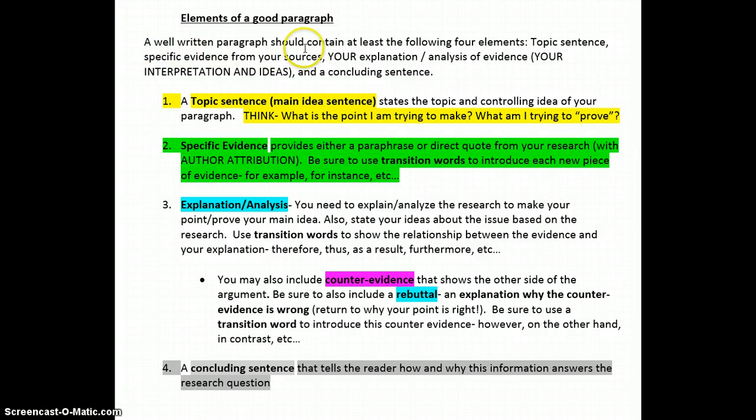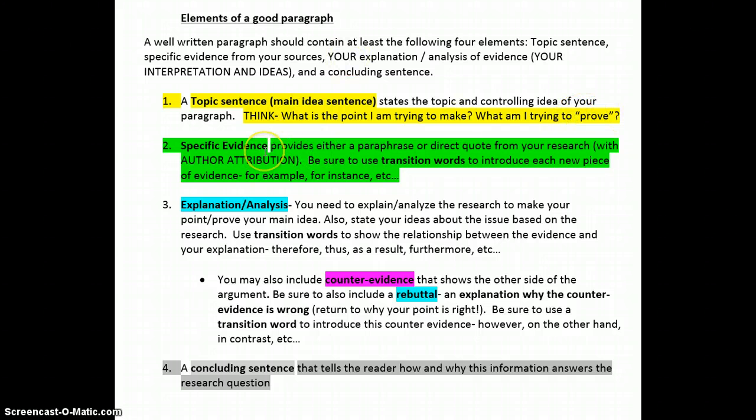A well-written paragraph should contain at least the following 4 elements: topic sentence, specific evidence from your sources, your explanation, analysis of evidence, or your interpretation and ideas, and a concluding sentence. The topic sentence, remember, is the umbrella statement under which all of your examples fall. This is the most important sentence in the paragraph because all the details need to refer back to or prove this sentence. Think, what is the point I am trying to make? What am I trying to prove?